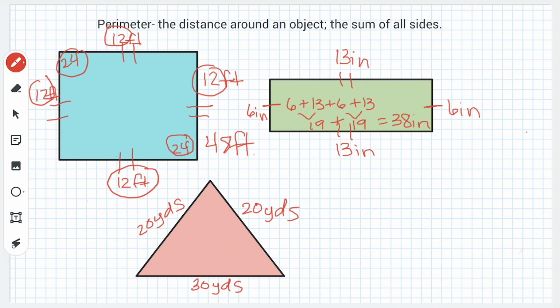How am I going to find the perimeter, the distance around the triangle? You got it, I'm gonna add. So let's add these sides together. 20 plus 20 plus 30. 20 plus 20 is 40. 40 plus 30 is 70 yards. The perimeter of the red triangle is 70 yards.